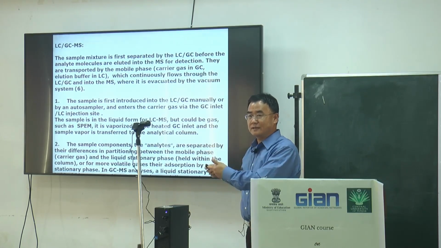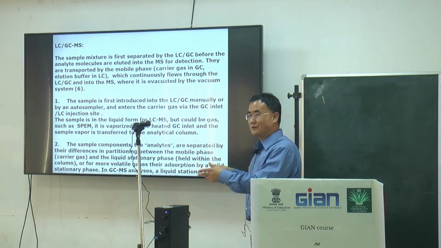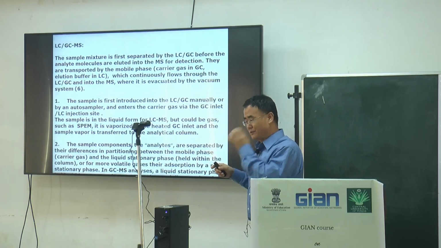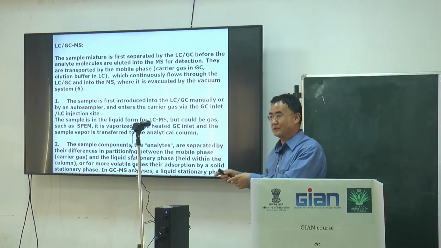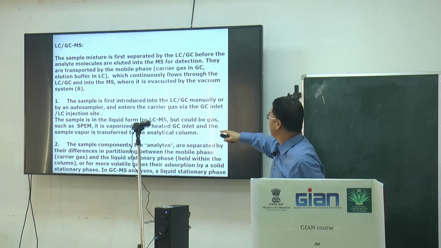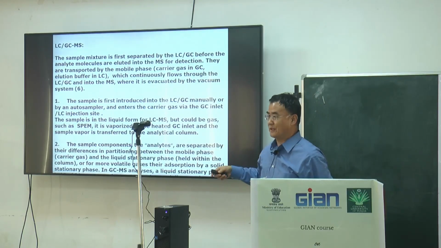In GCMS, they have a vacuum system. Later we will talk about maintenance and limitations. A problem that often happens in GCMS is that the vacuum system has a leak, causing contamination.